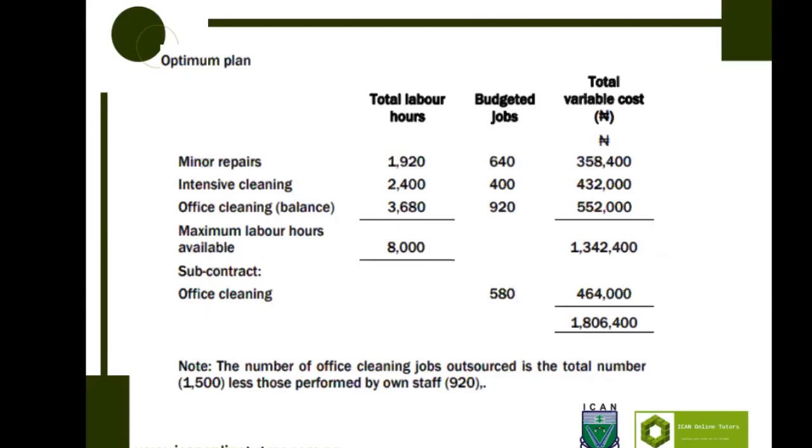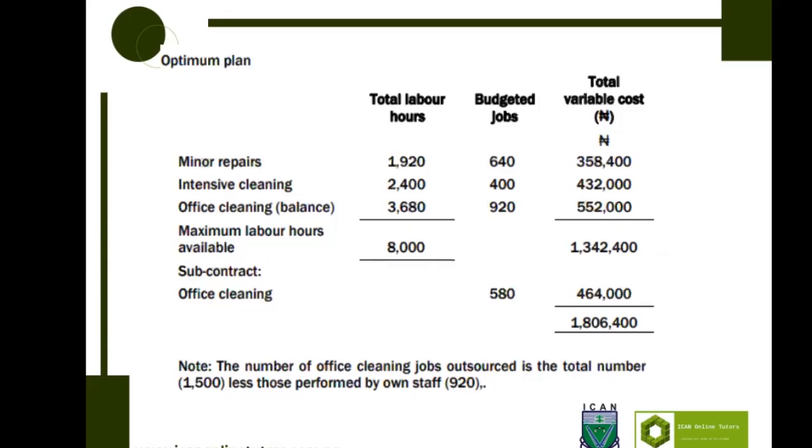And the number of jobs is 1,500. So that gives us a total of 3,680. So what is the total variable cost? Total variable cost for minor repairs is 358,400, 432,000, and 552,000. Adding them together, we have a total of 1,342,400. Total variable cost divided by total labor hours, which is 8,000.